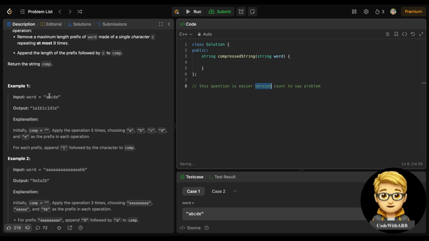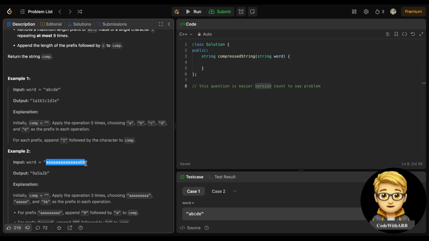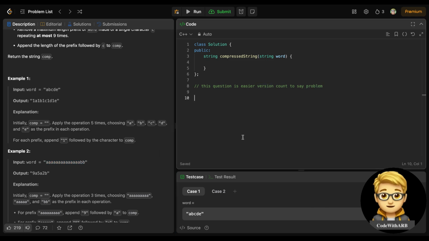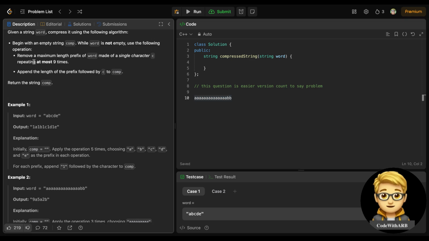So basically, if you see the example abcde, one time a, one time b, one time c, one time d, one time e. So we will write 1a, 1b, 1c, 1d, 1e. If you see the second example, there are a total of 14 a's. But we can repeat at most 9 times, so what we will do is count till 9a. Then after this 9, we will count how many a's are left, and write that.